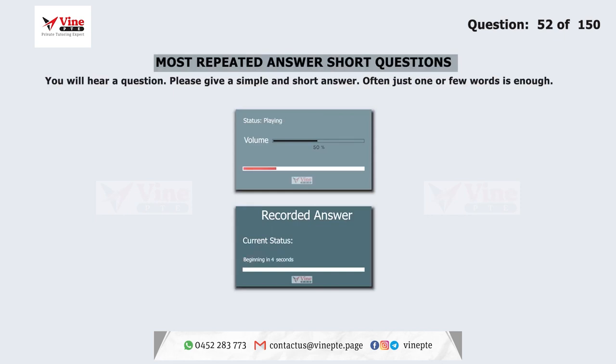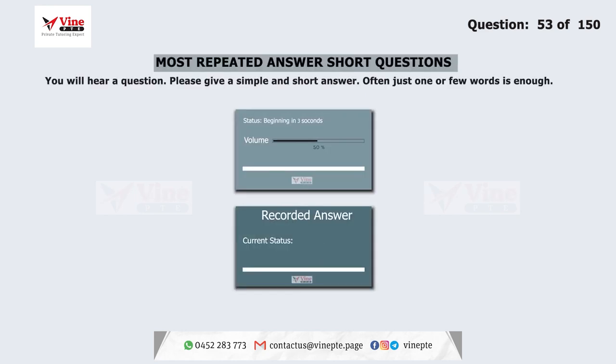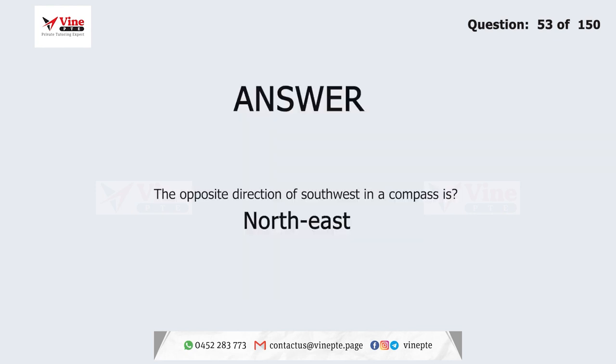The natural coloring or form of an animal which enables it to blend in with its surroundings is known as camouflage. The opposite direction of southwest in a compass is? Northeast.